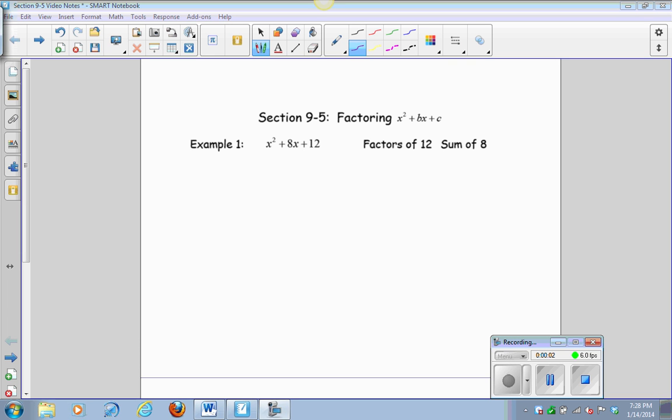In section 9.5, we're going to focus on factoring. We've done some factoring where we pulled out common factors, but this time we're going to try to determine the two binomials that when multiplied together would give us the trinomial x squared plus 8x plus 12. I am going to put in the parentheses for each of the binomials.